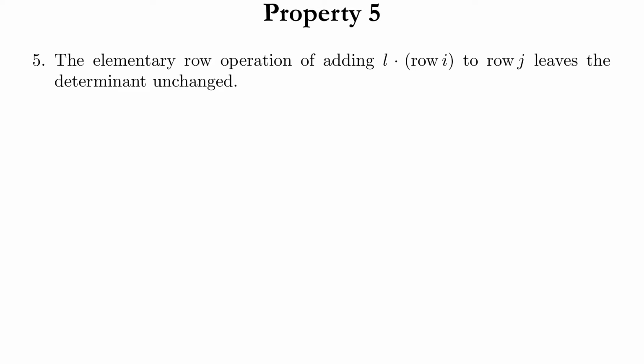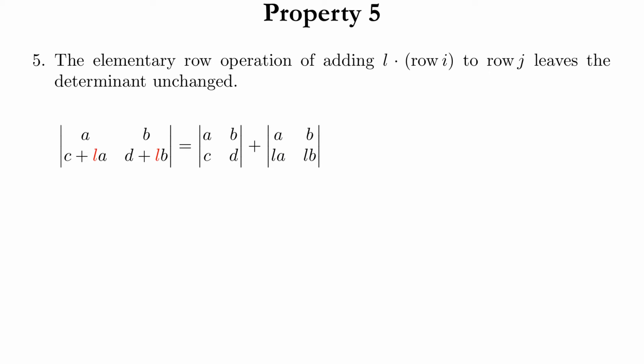The fifth property says that the elementary row operation of adding L copies of row I to row J leaves the determinant unchanged. So let's take an original matrix ABCD and let's add L copies of the first row to the second row. Then the determinant becomes the determinant of ABCD plus the determinant of AB, LA, LB. What we did here is we used the third property where we split apart sums. So we split apart the second row of the original determinant into CD, we kept the first row unchanged, and into LA, LB, keeping the first row unchanged.